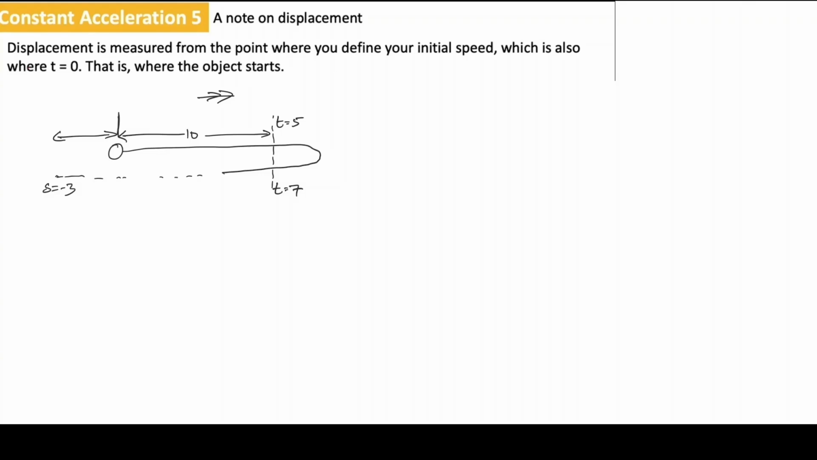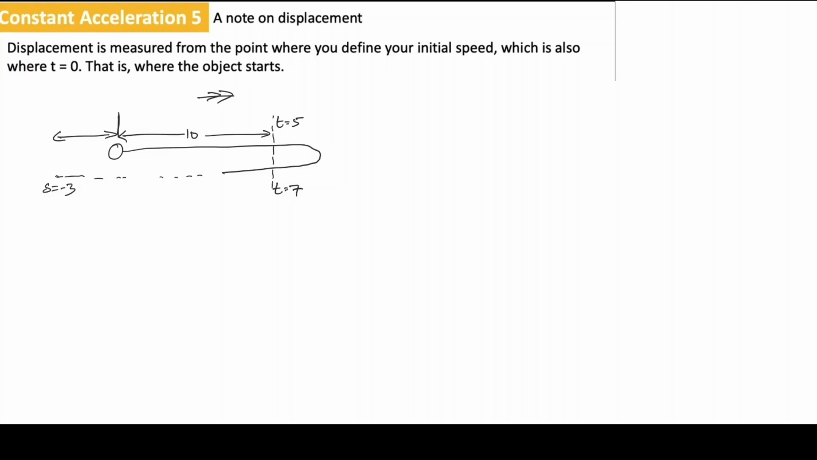If we are to the right of the start point, the displacement is positive. If we're to the left of the start point, the displacement is negative. If we're moving in the same direction as our positive arrow, velocity is positive. If we're moving in the opposite direction, velocity is negative. Our initial direction arrow is quite important to set up our variables correctly.